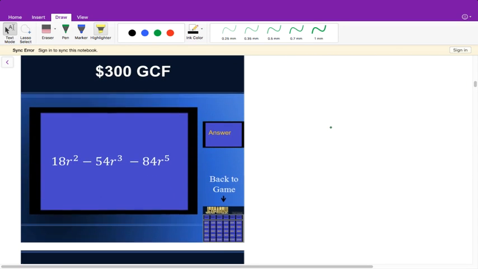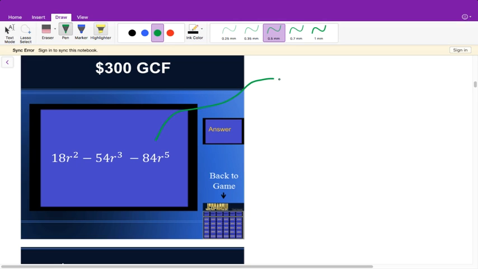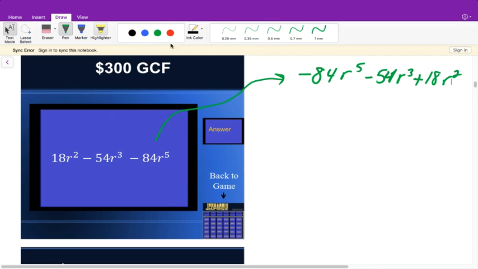All right, so then the next one, the first thing we want to do for this is rewrite this first in its proper order. So it should be -84r to the 5th minus 54r cubed plus 18r squared. All right, we want it in standard form. So now I see I have r's in all of them, and my lowest power is 2, so I know that one of my GCFs is at least going to be r squared. And then I can look here at my numbers, and between 84, 54, and 18, I know all of these are divisible by 6. So I know I can take out a 6r squared.